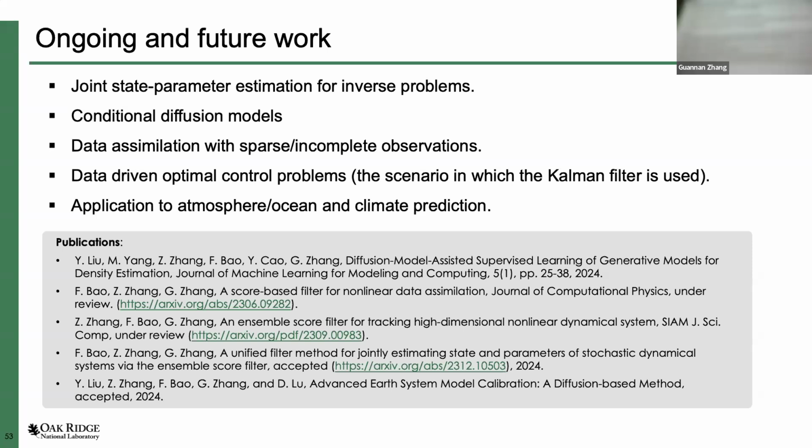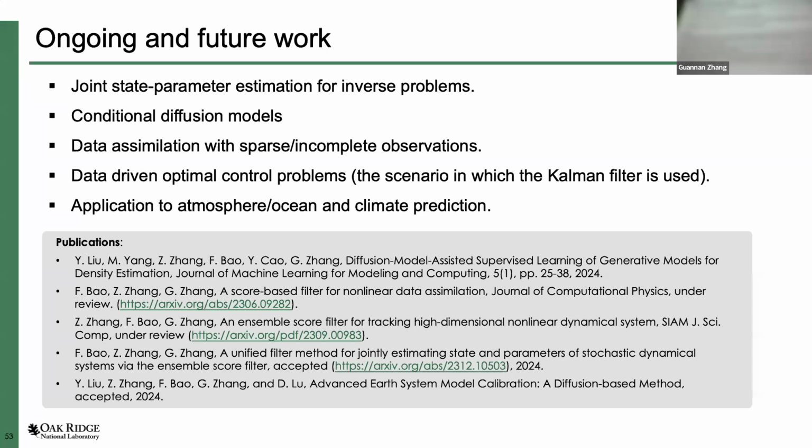And right now we are doing something called joint state-parameter estimation. Basically, if your model not only has states but also unknown parameters, you can use augmentation techniques to estimate the parameters as well. And we are also working on data simulation with very sparse observations, not only in space, but also in time. Basically, we enlarge the time interval between two observations coming in. That creates a challenge. And also the data-driven control problem, like what the Kalman filter is used for. Before you do control, you can solve the data simulation problem to estimate the unknown states, and those states will be the feedback to the controller to generate more informative control actions.